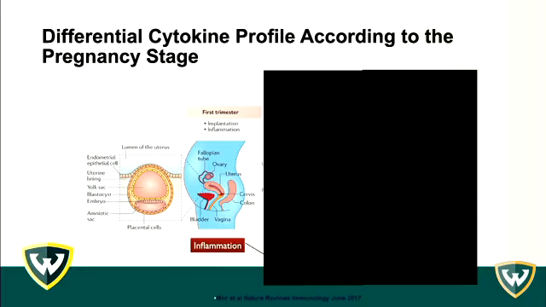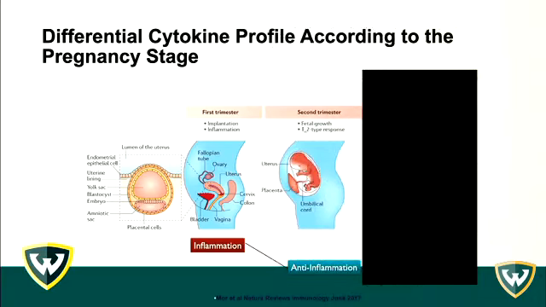And we will talk about why that inflammation is necessary at the implantation site in the first trimester. The second trimester really is the stage of anti-inflammation, the anti-inflammatory, or the Th2. And we know that at that time, the woman feels much, much better. It's the best time of the pregnancy.